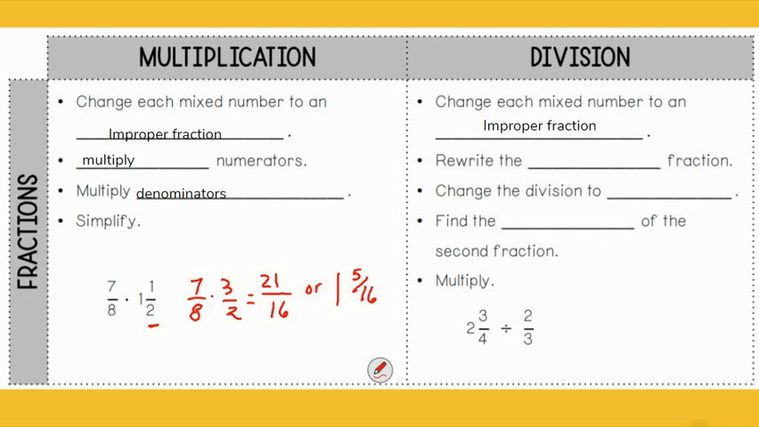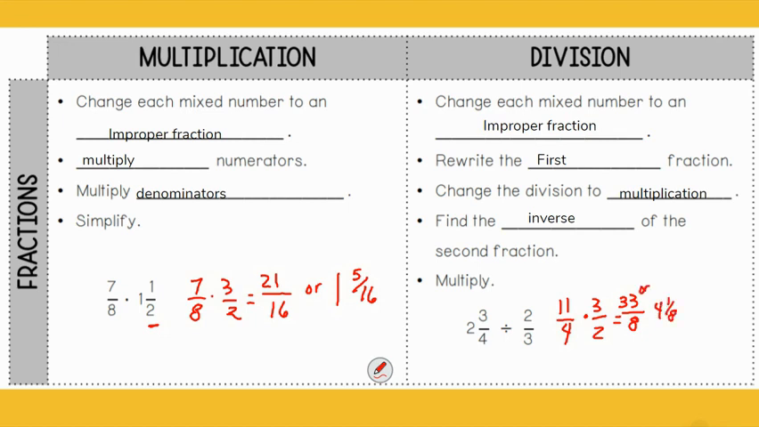So if we're doing division, we have the improper fraction, just like we did for multiplication. Rewrite the first fraction, change the division to multiplication, find the inverse of the second fraction. So improper fraction, 2 times 8 plus 3 is 11/4. Change this to multiplication, flip the second one, and multiply it like it's multiplication. So 4 and 1/8 times.